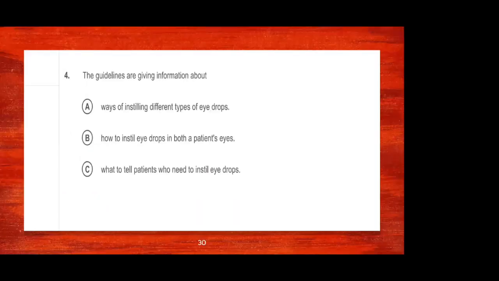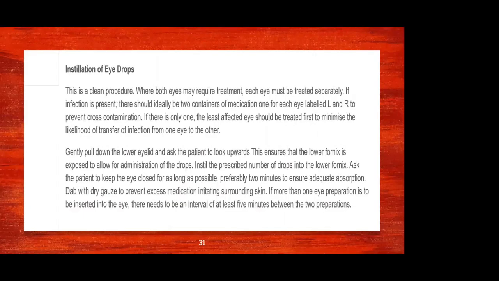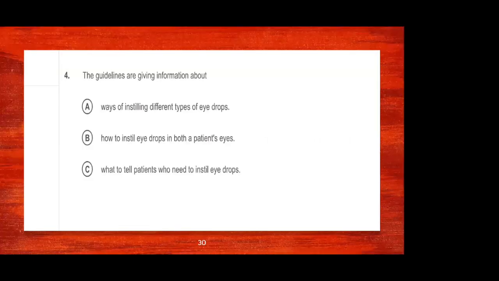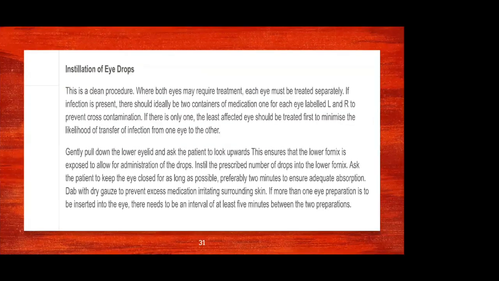So next one, what to tell patients who need to instill eye drops? That is also there, given in the second paragraph. What to tell the patient? No, we say you are instilling, ask the patient to look upwards. It does not mean that you have to tell the patient how to instill. You are requesting the patient to look upwards. So B is the answer. That's all. Okay.